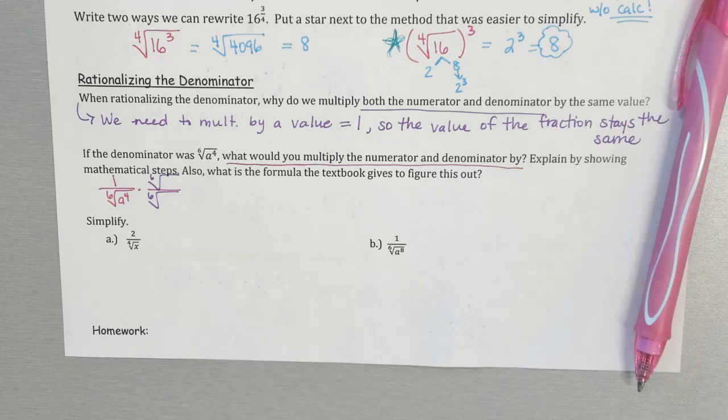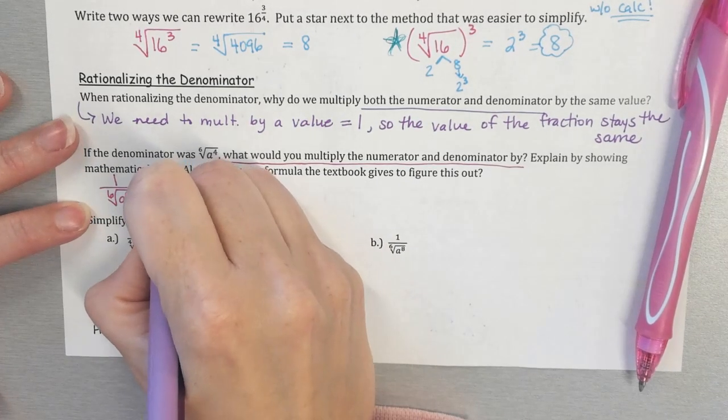So remember, the goal is to undo the radical. If it's the 6th root, how many factors do I need to undo the radical? 6. I need 6 altogether. How many do I have? 4. So how many more do I need? 2. So if you said you were multiplying by the 6th root of a squared, you are correct.